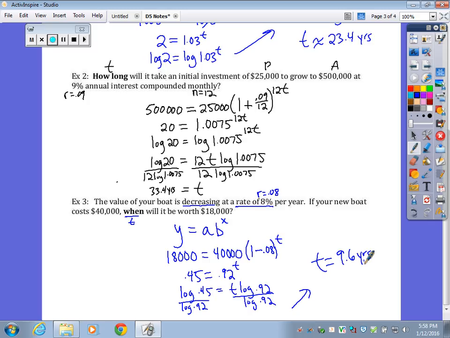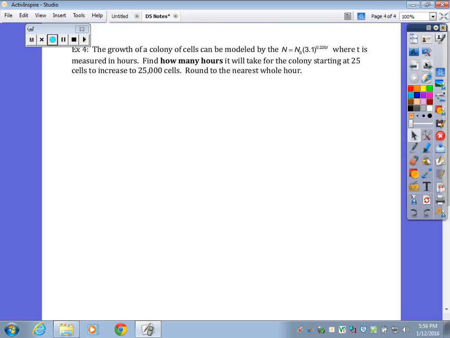Oh, I didn't realize there was one more example. One more page. Okay, this example, you don't have to write your own equation. I've seen problems like this before where they give you an equation. They said the growth of a colony of cells can be modeled by this. And you just have to go with it.